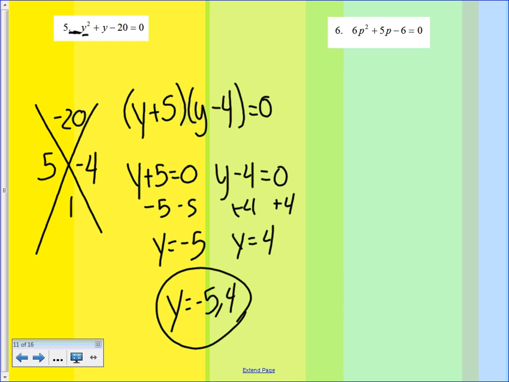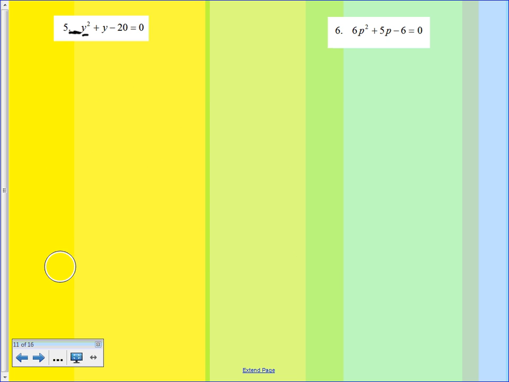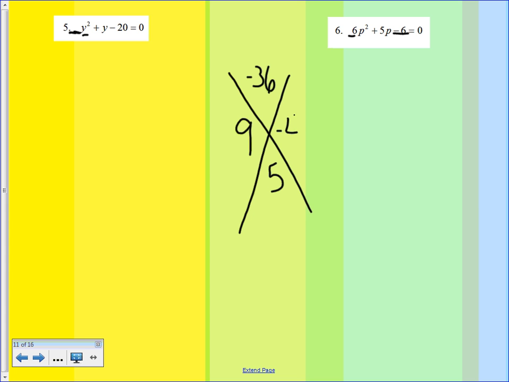All right, let's go ahead and look at that second one. So I notice on this one right away that a is not equal to 1. So remember, there's two methods, when a is equal to 1 and when a is not equal to 1. So I need to use the method for when a is not equal to 1. To set up my x, I'm going to multiply 6 times negative 6, which is negative 36. And then I want it to add to 5. Negative 36 products that add to 5 are 9 and negative 4.